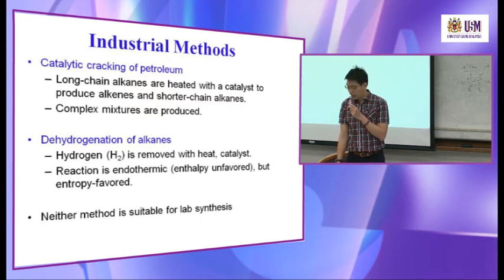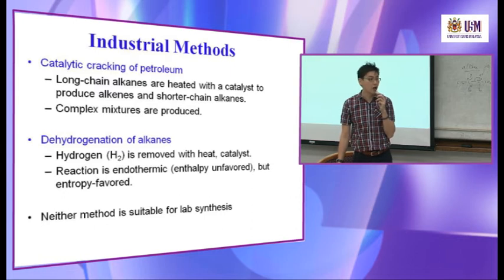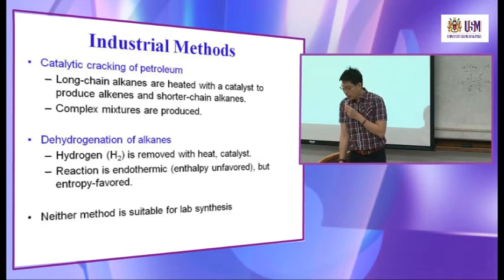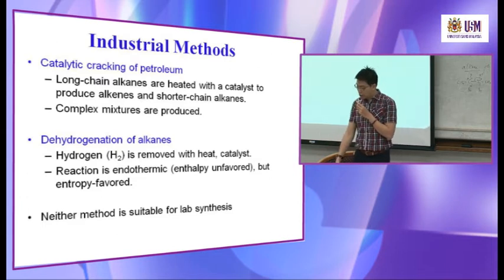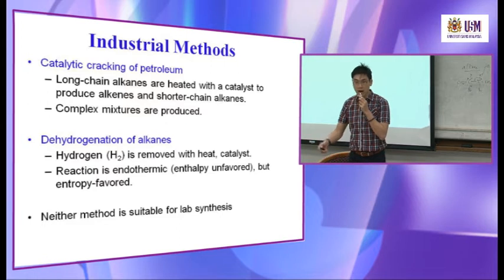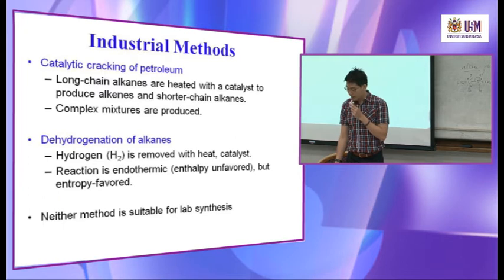Okay, so this is complex, what you get is a complex mixture of product. Okay, many, you won't get a single product. There are many things in your reaction mixture or product mixture. Then you can use dehydrogenation of alkane. That means hydrogen is removed with heat or catalyst. Reaction is endothermic, enthalpy unfavorable, but entropy favorable. Okay, this one, entropy and enthalpy, we will cover maybe in the next few chapters. And you also studied it in STPM before, isn't it?